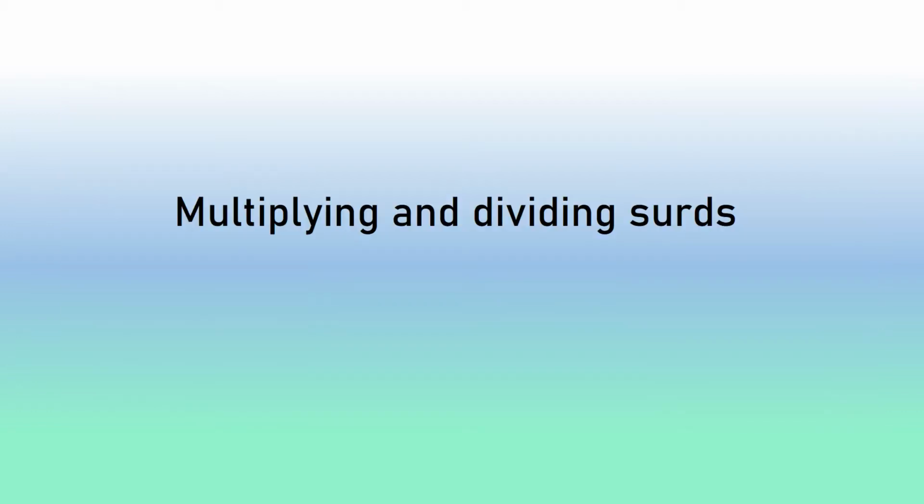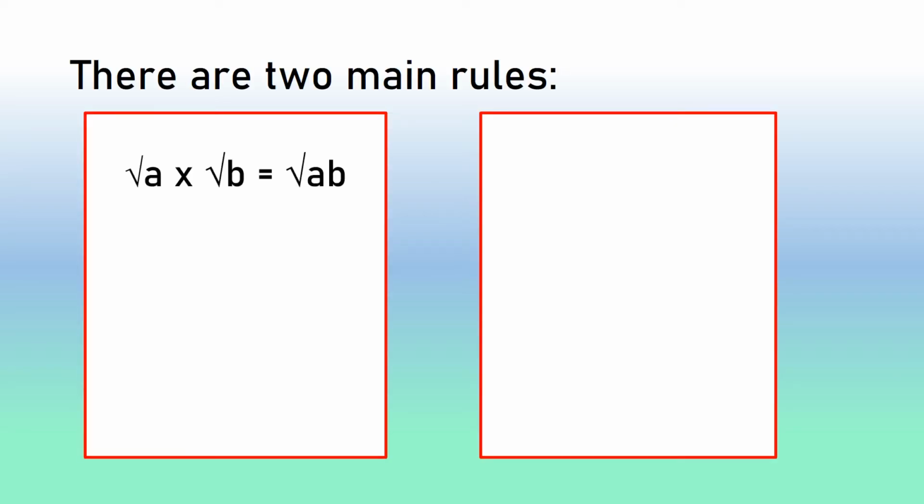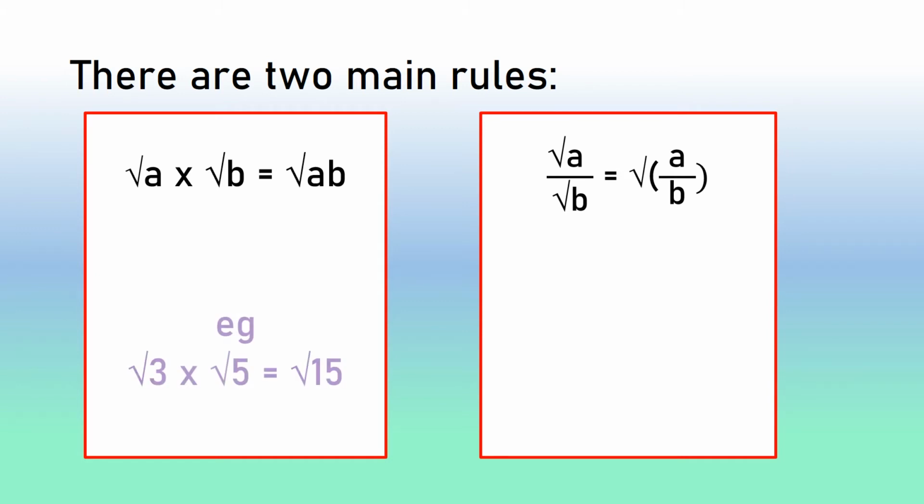So we'll start off by looking at multiplying and dividing surds. So two main rules you need to know. The first one is this: the square root of a times the square root of b is the same as the square root of a times b. The second one is similar but with division. So the square root of a divided by the square root of b is equal to the square root of a divided by b. So a couple of examples.